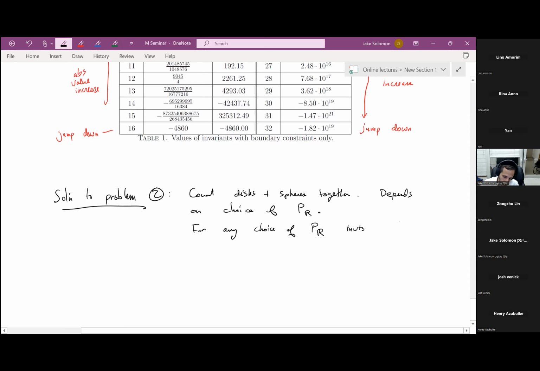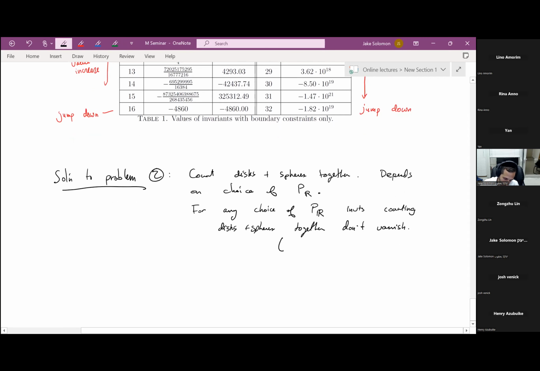Invariants counting disks and spheres together don't vanish. Okay, so this is in contrast to previous computations.